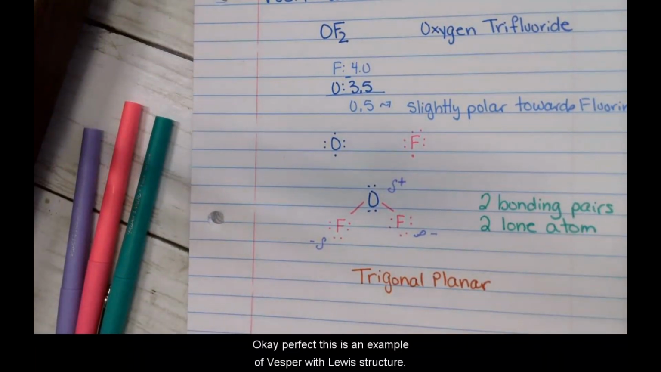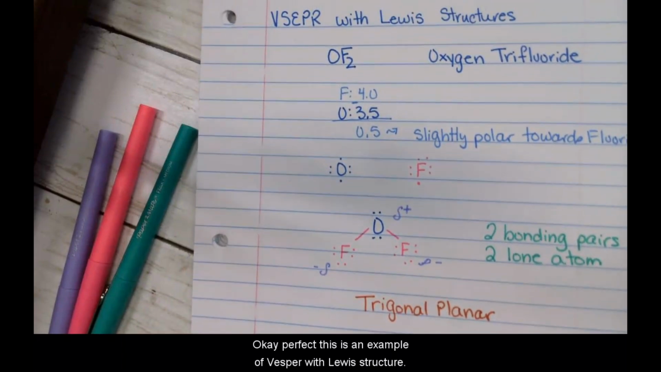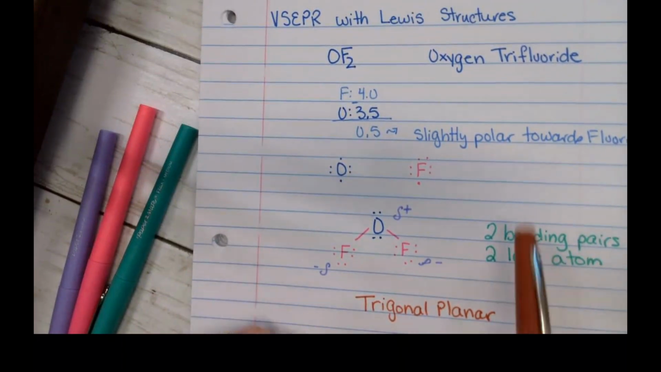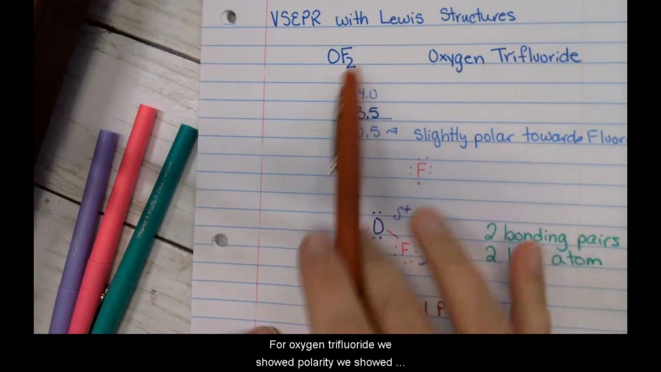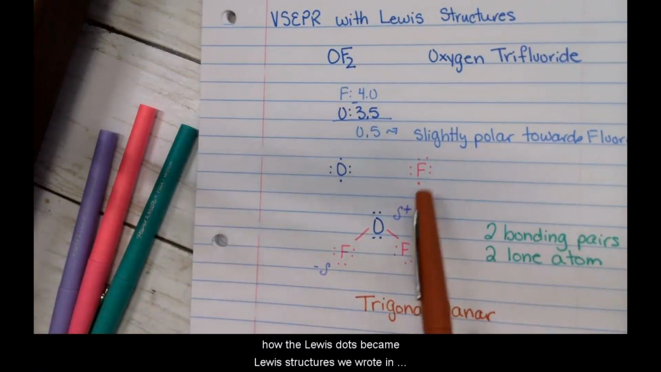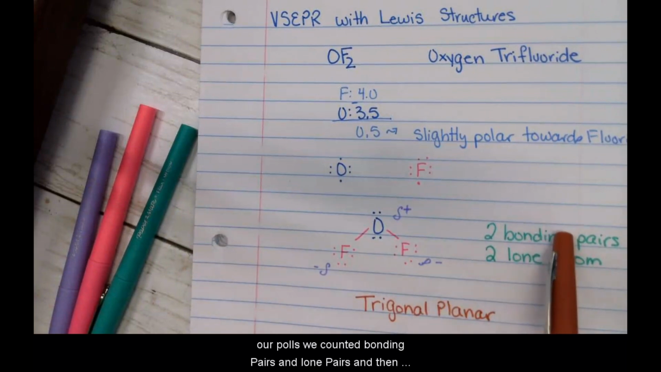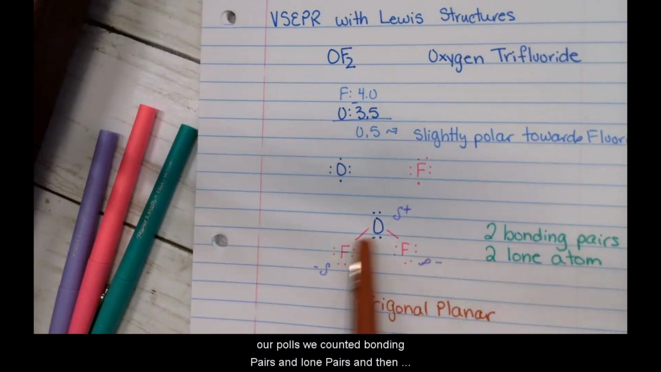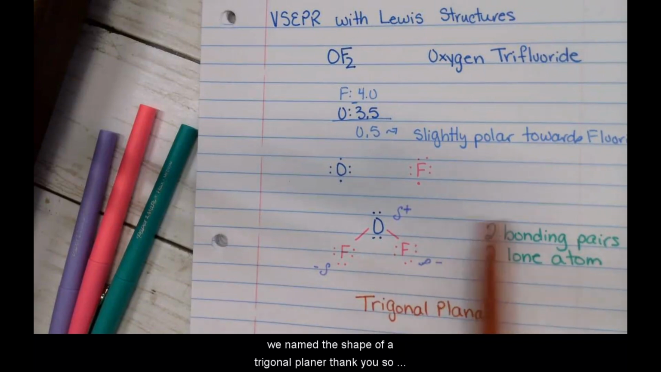Okay, perfect. This is an example of VSEPR with Lewis structure. For oxygen trifluoride, we showed polarity. We showed how the Lewis dots became Lewis structures. We wrote in our poles. We counted bonding pairs and lone pairs, and then we named the shape of a trigonal planar.